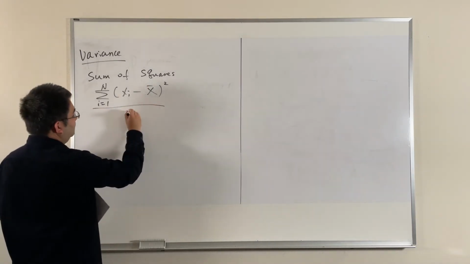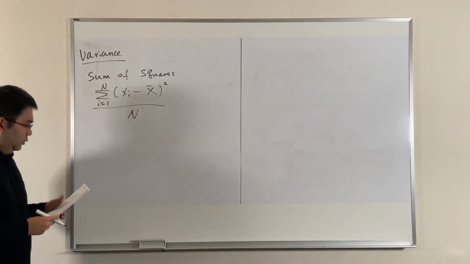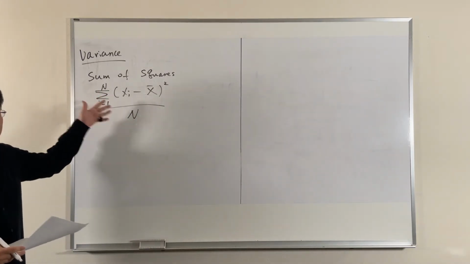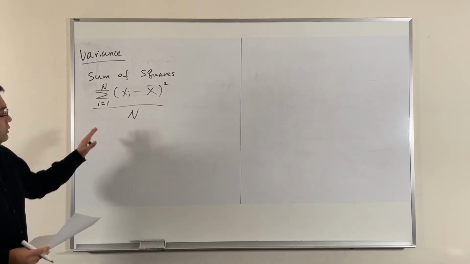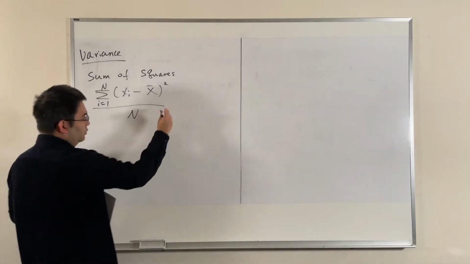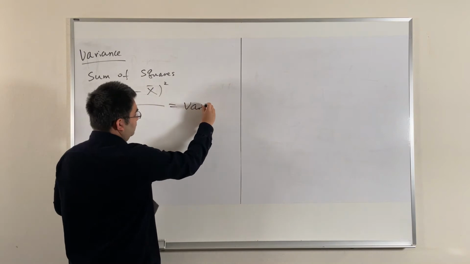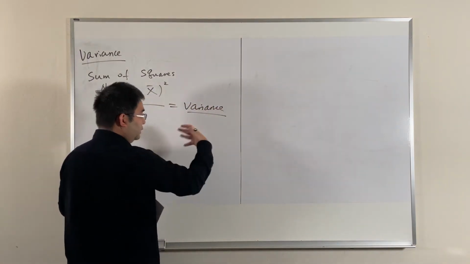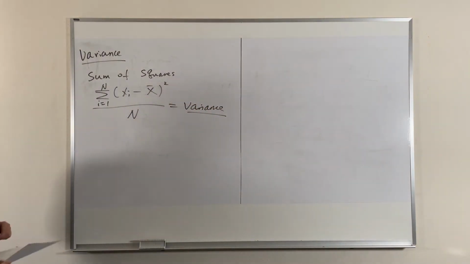Okay, very good. So what's this? This has a name, and this is just your variance. So this whole thing, this formula here, is just your variance. Okay, so this is your variance by definition.